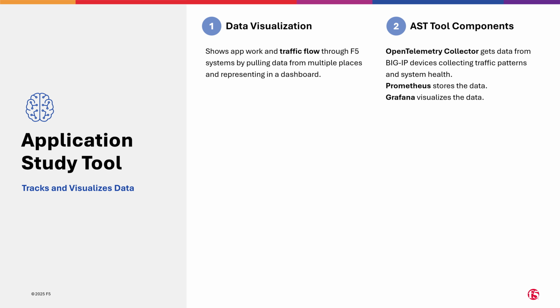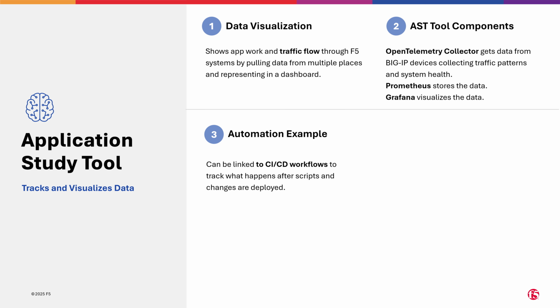It collects traffic patterns and system health from across your setup. Prometheus stores this data over time. Grafana takes that data and shows it in charts and graphs that are easy to read. AST supports F5 BIG-IP automation by checking what happens after scripts and changes are deployed. You can link it to CI/CD workflows. After a change, AST tracks traffic, latency, and errors.